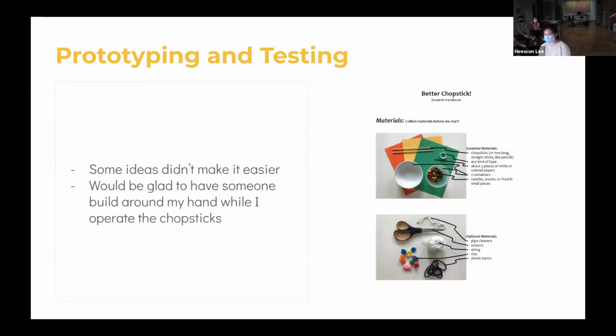In terms of prototyping and testing for this activity, we first started testing this activity among ourselves in our RISD class. And we found out that some ideas that we thought could make a chopstick easier to use didn't actually make it easier. That might be a humor effect, and maybe it's good. Also, because the chopstick is such a small device, we kind of did it individually. However, even when doing it individually, we realized we would be glad to have someone build around our hands while we operate the chopsticks. And next.